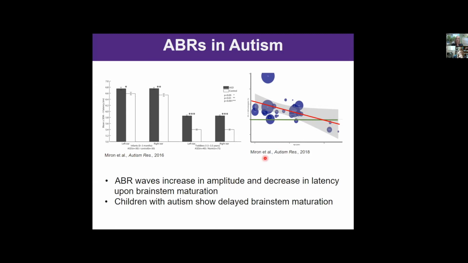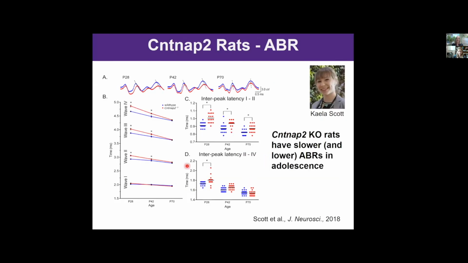So children with autism show a delayed brainstem maturation. It looks like they just lag behind. The waves are smaller, but also slower, and eventually it catches up when they become adults. So we looked at this in the Cntnap2 rat. And what we see is exactly the same. To an extent, we were almost astonished.